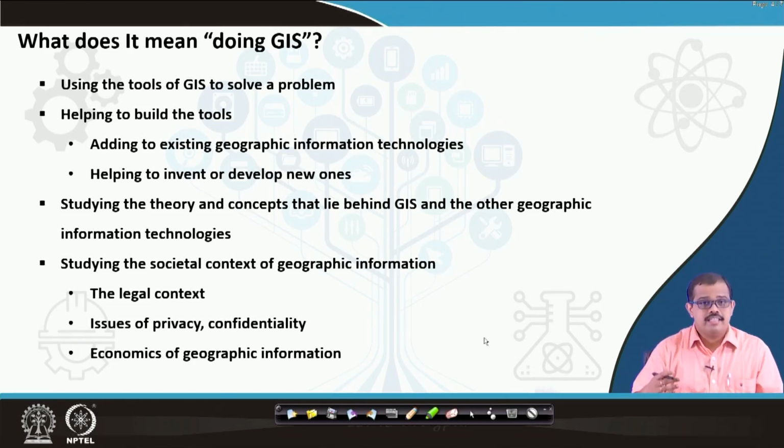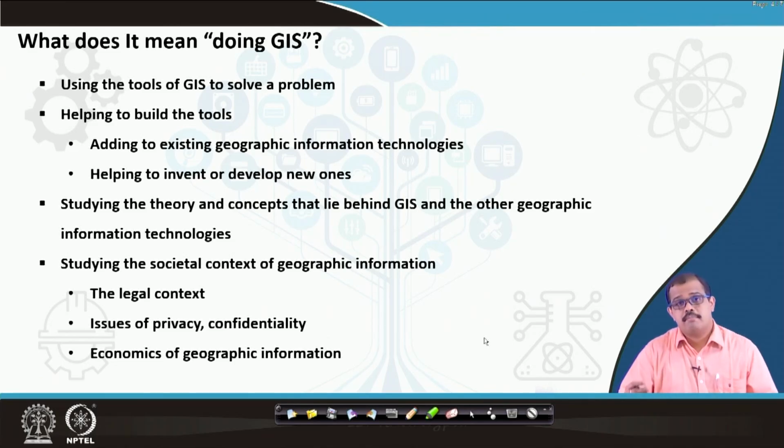Then studying the theory and concepts that are behind GIS and other geographic information technologies also means that I am doing GIS. So, anyone who is taking this course is actually doing GIS.